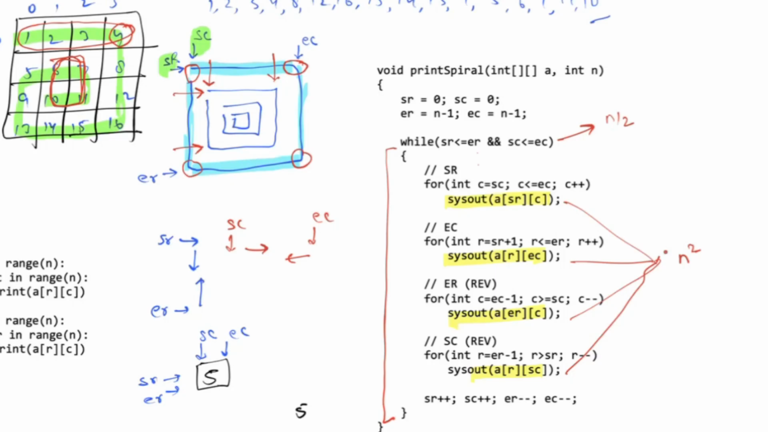So we should say that the time complexity is order of n square. In both the cases, we have not used any formula, we have not used any mathematical equation. We are finding the time complexity very intuitively. All right. Great.